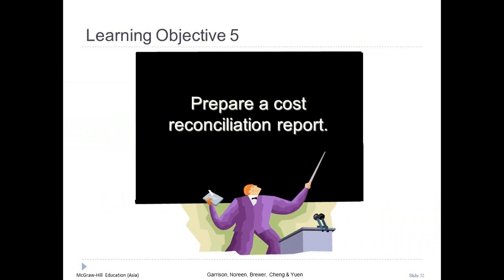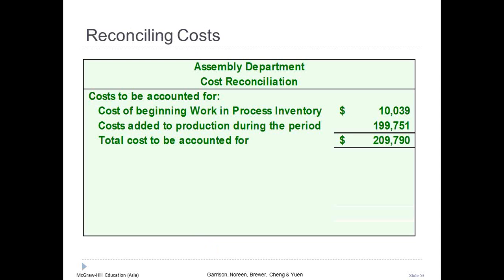Now, learning objective number 5 is to prepare a cost reconciliation report. Now we must reconcile the costs. The first step is to record the cost of beginning work-in-process inventory of $10,039. The second step is to record the costs added to production during the period as shown, $199,751. The third step is to sum these two costs for a total to be accounted for of $209,790.